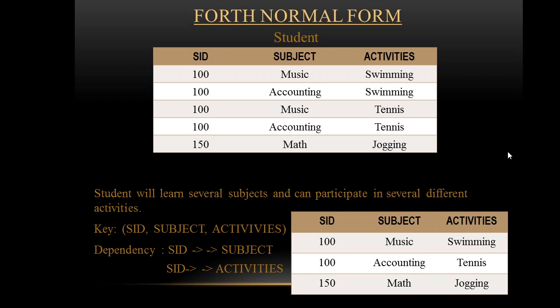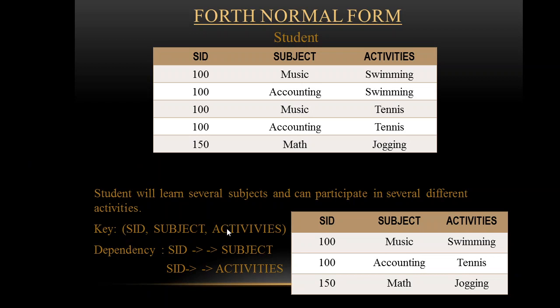To understand fourth normal form, let us take the example of relation Student. The Student relation has three attributes: student ID, subject and activity. We will assume that a student will have more than one subject and he can participate in more than one activity. Because of this assumption, a single attribute cannot be a key in this relation. So we need to form a composite primary key of attributes student ID, subject and activity.